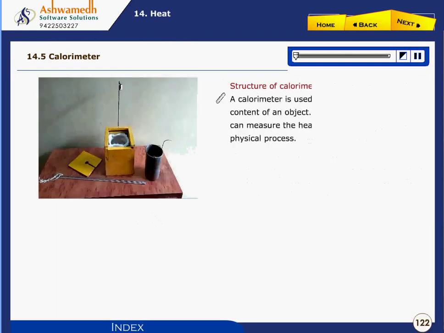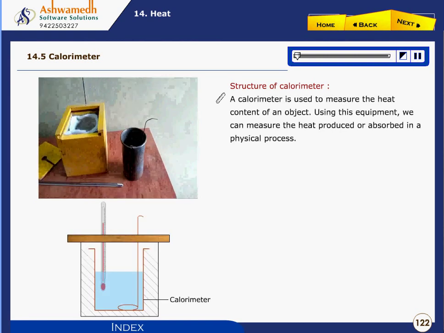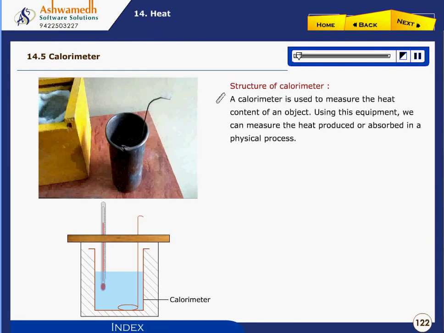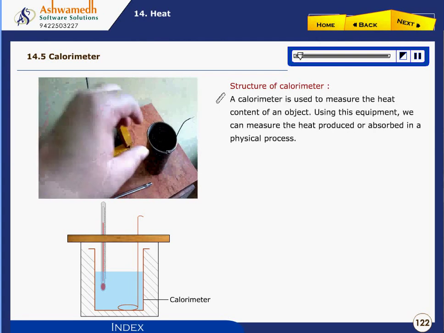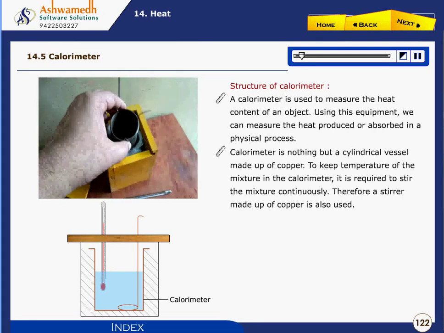Calorimeter. Structure of a calorimeter. A calorimeter is used to measure the heat content of an object. Using this equipment, we can measure the heat produced or absorbed in a physical process. Calorimeter is nothing but a cylindrical vessel made up of copper.